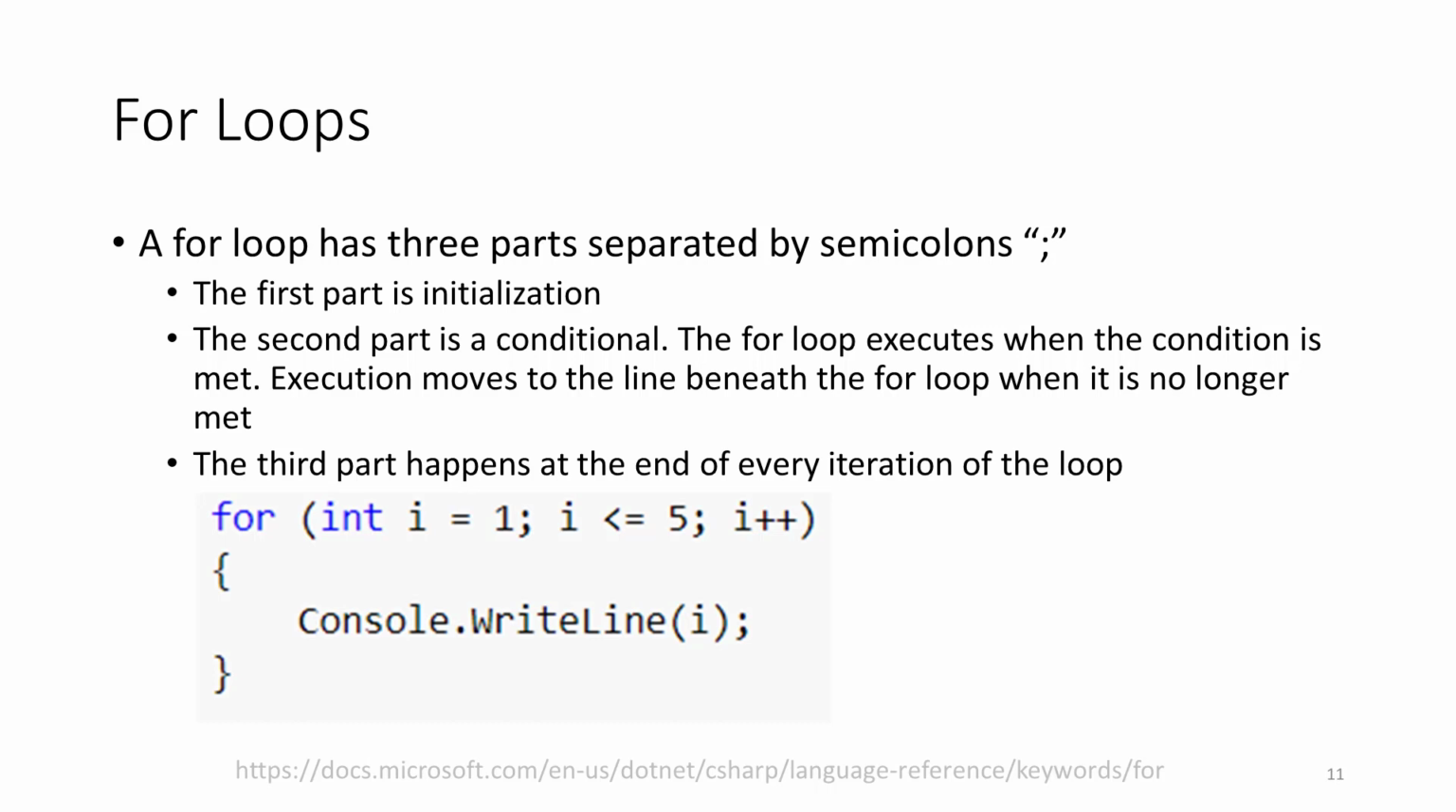The third part of the for loop happens at the end of every iteration of the loop. In this example, we are adding 1 to the value of I. If you are confused by the syntax or wording of this bit of code in the example, that's okay. I++ is just a shorthand way of saying add 1 to the value stored in I.